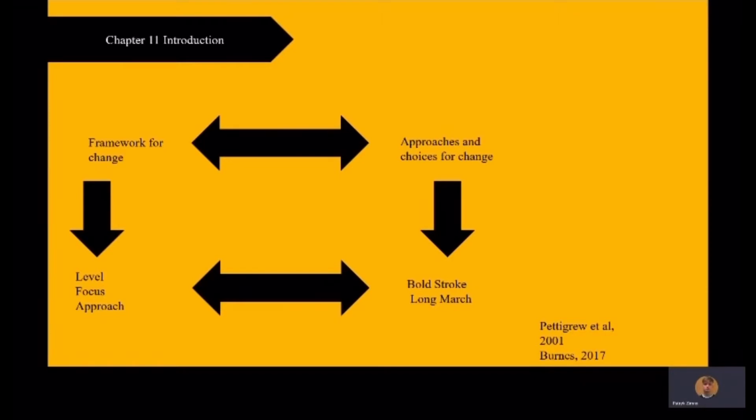Hello, my name is Patrick Zimney and I will summarise Chapter 11 of the Burns book, pages 402 to 412. This chapter talks about the approaches and choices for change, which include the bold stroke and the long march approach. Some of the frameworks for change also mention the level, focus, and approach to each different stage.